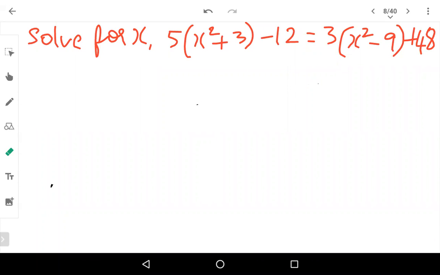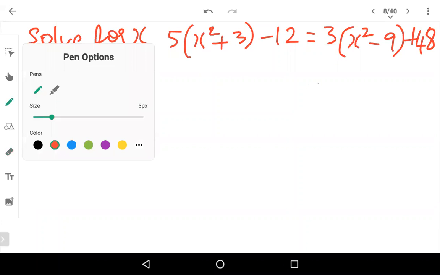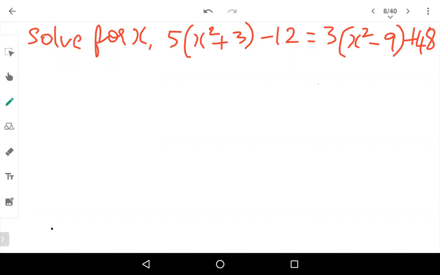Okay. Now if you see here, this is not a pure form, I believe. We have to simplify this equation a little to get the answer. So let us do that. So first, solve for x.